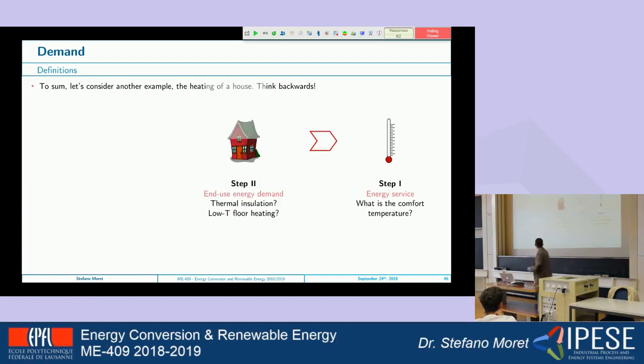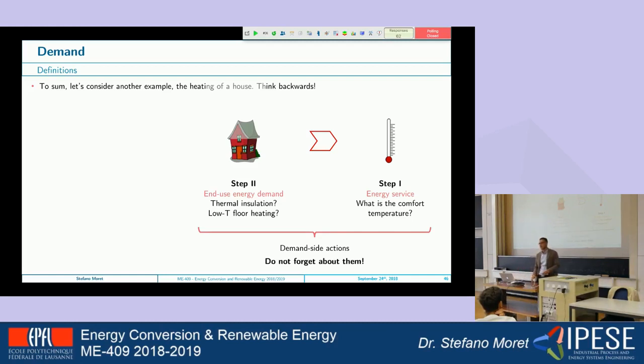So the second step is the end-use energy demand. So efficiency at the house level, which is, can I change the windows? Can I increase the thermal insulation? Or can I, for example, install a floor heating system, which is at 35, 40 degrees, instead of a system at 80 degrees? So these are the first actions that you can take. And this is what are called demand-side actions, that do not forget about them.